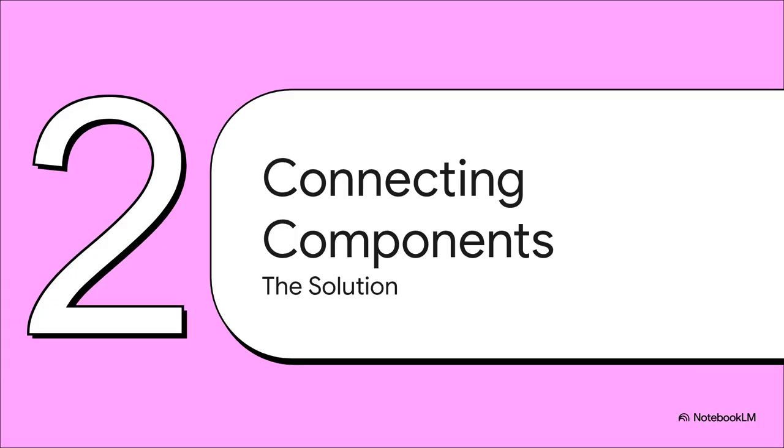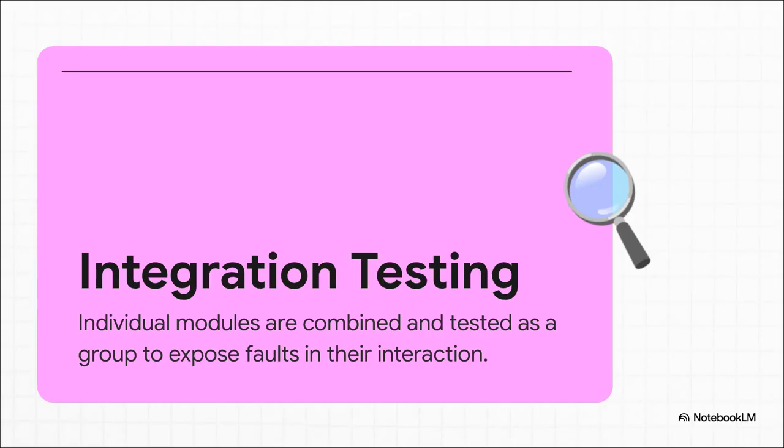So, okay, if just testing the individual parts isn't going to cut it, what's the answer? Well, this brings us to the hero of our story today, a process built specifically to test those super critical connections. And that solution is called integration testing. The secret, honestly, is right there in the name. You don't just test the parts by themselves, you start combining them, piece by piece, and you test them as a group. The whole point of this is to deliberately find those hidden flaws, the ones that only pop up when different components actually have to start talking to each other.